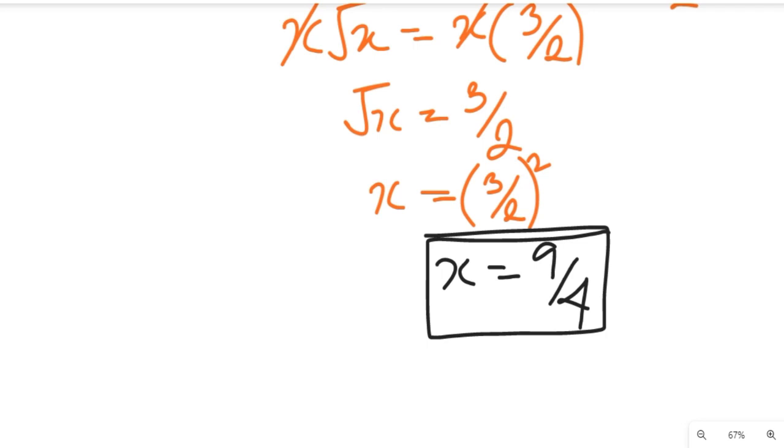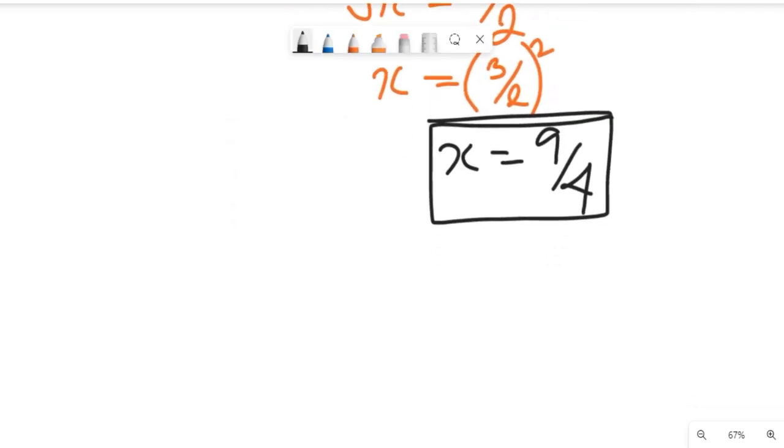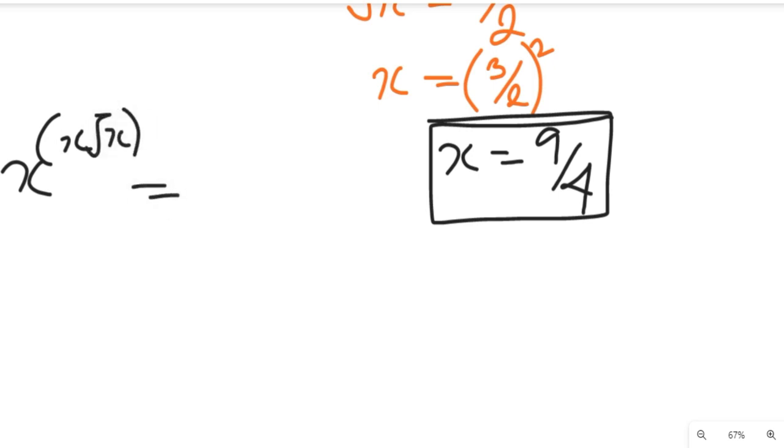Remember, I told you we're going to use two methods in solving this question. Now, let's look at the next method. We are going to use a logical method, a logical analysis, in analyzing the next method. Remember the question we are given: x to the power of x root of x is equal to x root of x to the power of x.